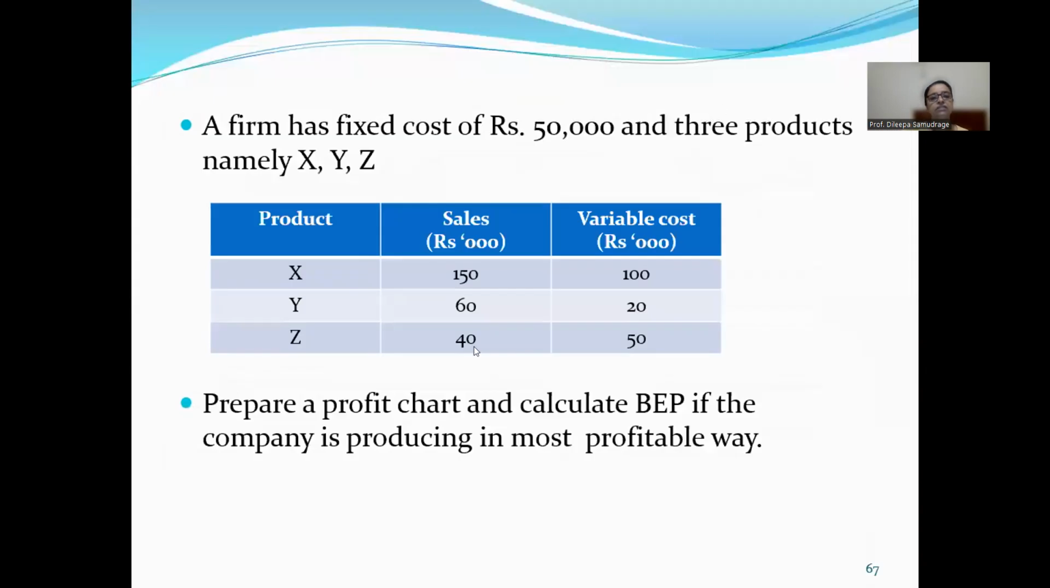Okay, so this is for your homework, right? As I mentioned earlier, sometimes you may get a negative contribution, right? So here positive, but here negative, right? Please prepare a profit chart and calculate the break-even point, right? Clear? So this is for your homework. Okay. This is also in the most profitable way, so you have to start from the higher CS ratio.